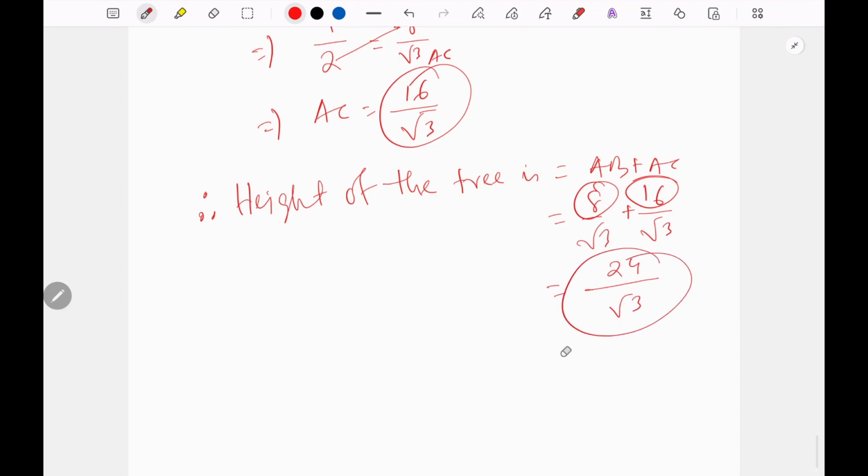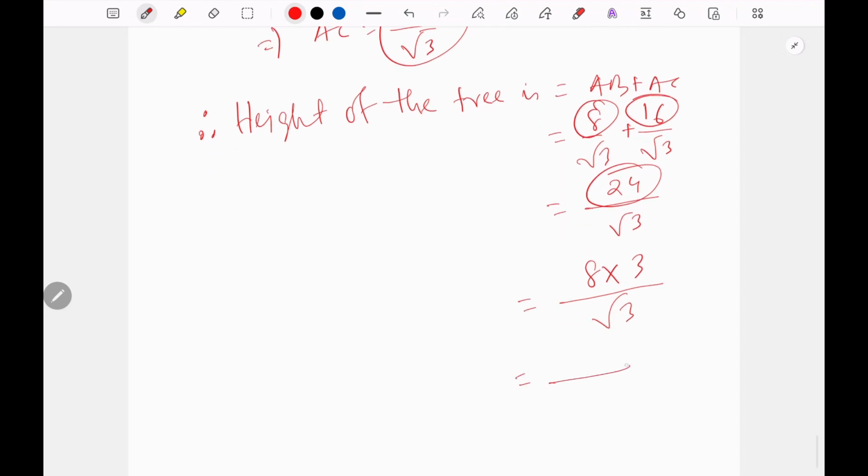Now we can simplify this also. We can write 24 as 8 into 3 over root 3. Now these 3 we can write as root 3 into root 3. So this root 3 and root 3 cancel. That means ultimately the final answer is 8 root 3 meter. So this is the height of the tree. So very easy.